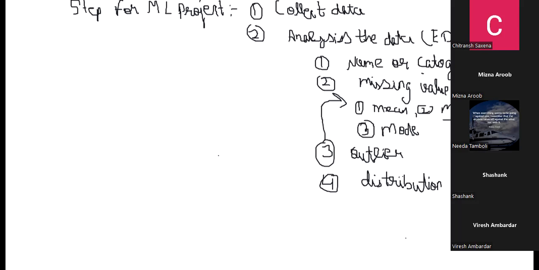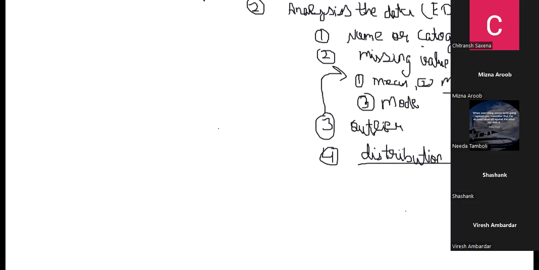See this, in the EDA, there is the distribution. Use the graph, then only you can find the distribution. Otherwise, if your data is like 2, 3, 4, 5, 6, you can't say whether it is normally distributed, left skewed or right skewed. First of all, create a graph. But how to create that graph? There are so many libraries like matplotlib, Seaborn, Cufflinks. You can use these libraries and plot.